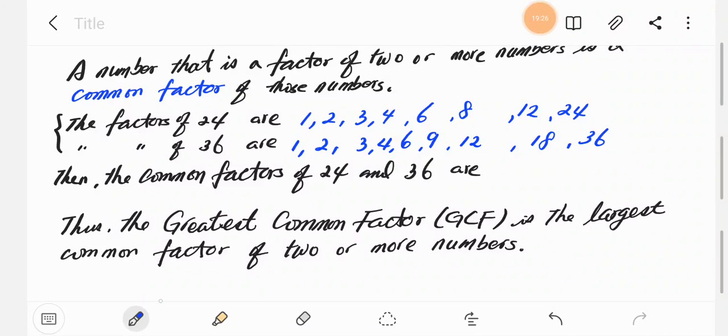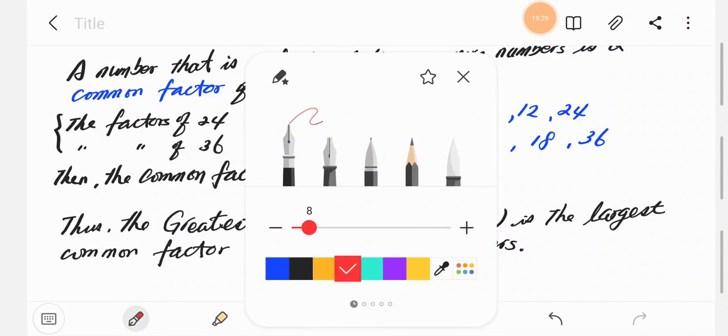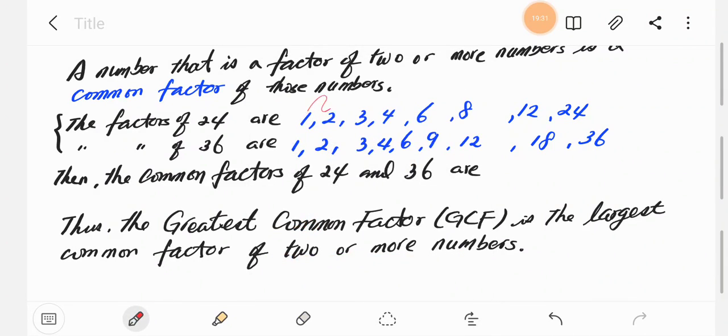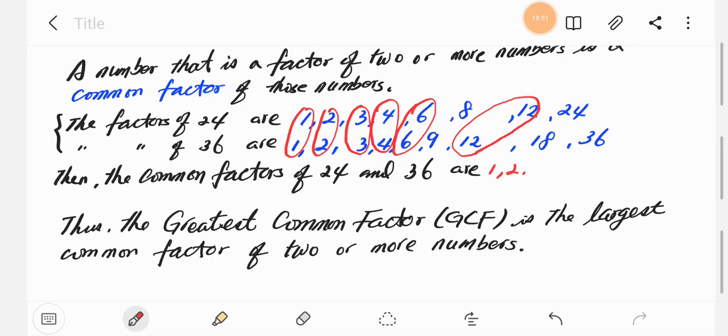So what are the common factors of these 2 numbers? 1 is a common factor, right? 2 is a common factor. 3 is a common factor. 4 is a common factor. 6, there are so many. How about 12? Yes, 12. And that's it. So the common factors of 24 and 36 are 1, 2, 3, 4, 6, and 12.